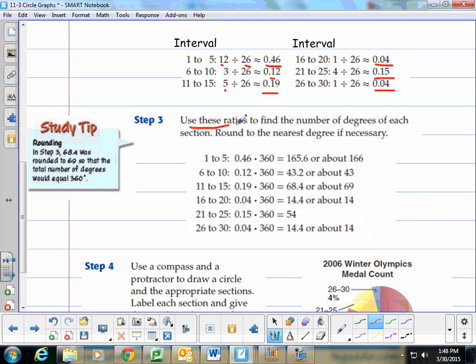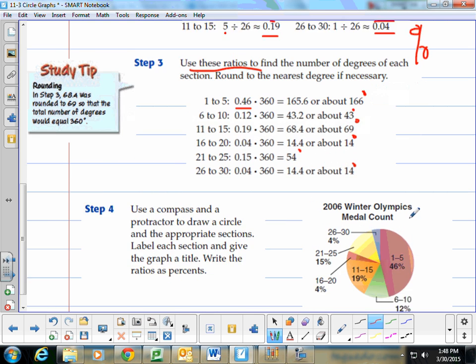So we use these ratios, which are really our percents in decimal form, to find the number of degrees, just like we did. The number of countries 1 to 5, about 46% of 360, is 166 degrees. 12% of a circle is 43 degrees. 19% of a circle is about 69 degrees. 4% of a circle is about 14 degrees. 15% of a circle is about 54 degrees. And 4% of a circle is about 14 degrees. Again, all of these percents should add up to 100. All of these degrees should add up to 360.